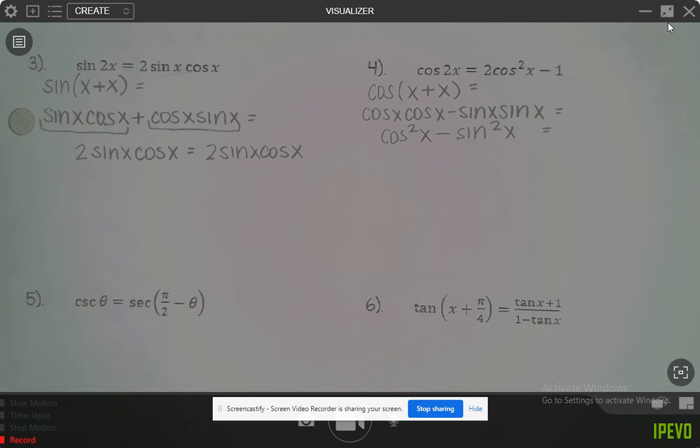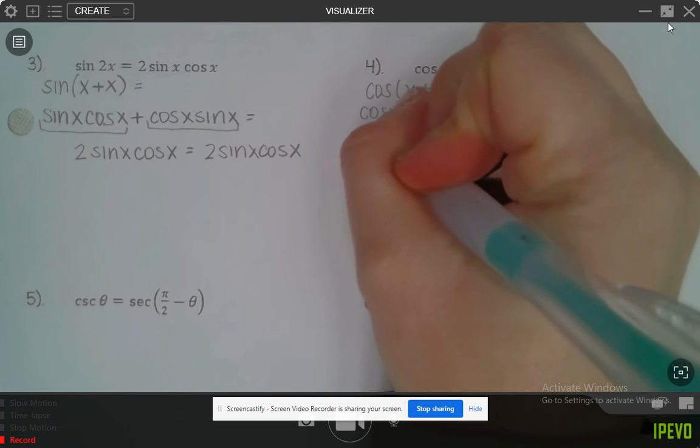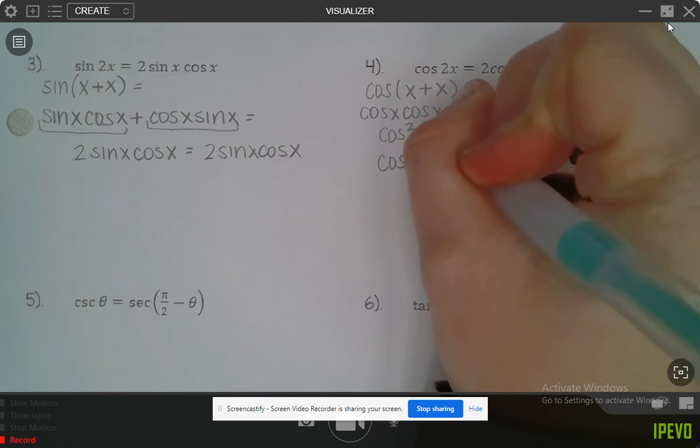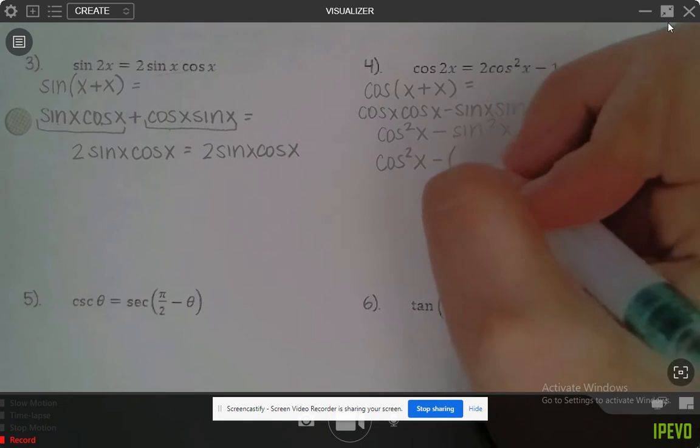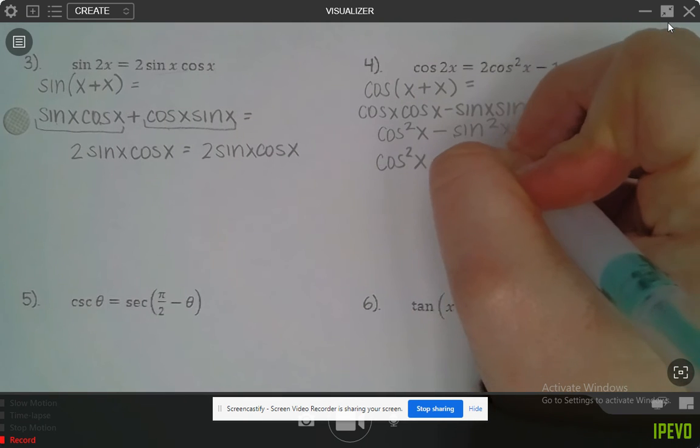Okay, so now you go back to your verifying rules. Can you factor? Can you use an identity? What identity can you use? You can use a Pythagorean identity. Am I replacing cosine or am I replacing sine? Sine. So I'm going to have cosine squared of x minus, well, sine squared of x can be written as what? That's 1 minus cosine squared.